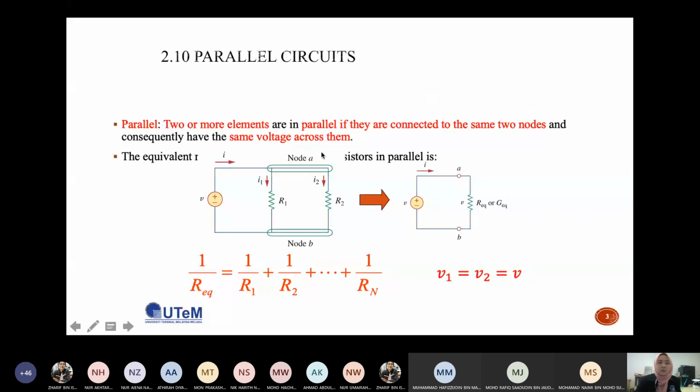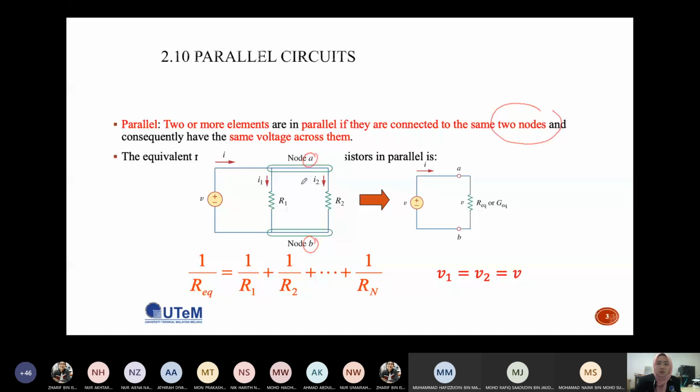And this one is the parallel circuit. For a parallel connection, you have a circuit that is connected like this. Over here it is stated that they are connected to the same two nodes. So you must have two nodes. This is the first node, node A. This is the second node, node B. So they are connected to the same two nodes.